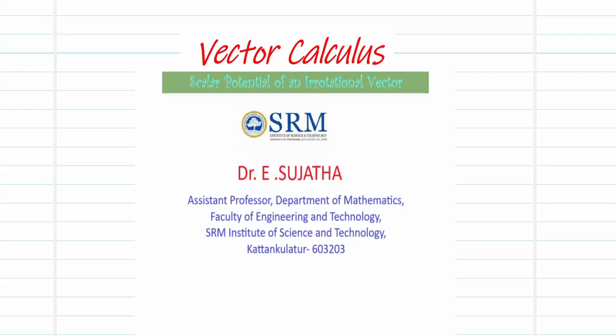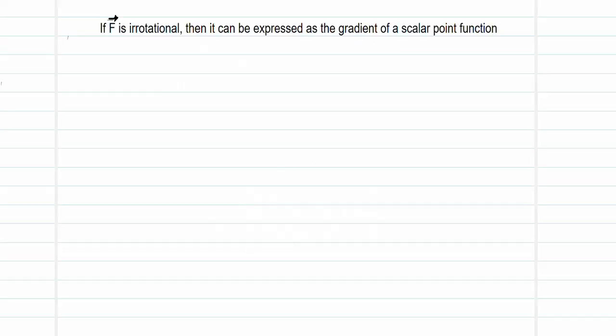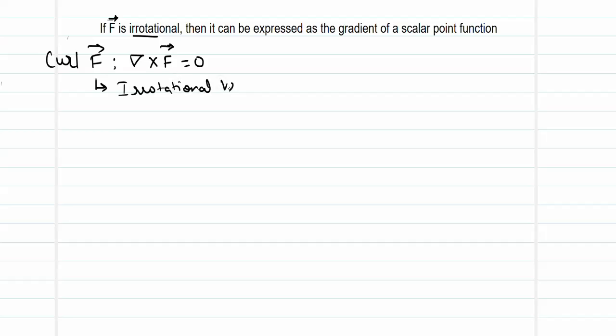Now what is the scalar potential of an irrotational vector? Okay, we will move with the video. We say that if f is irrotational, then it can be expressed as the gradient of a scalar point function. What do we mean by this? When the curl of your f vector, that is, del cross product with f vector, becomes equal to 0, then this f vector is called an irrotational vector.